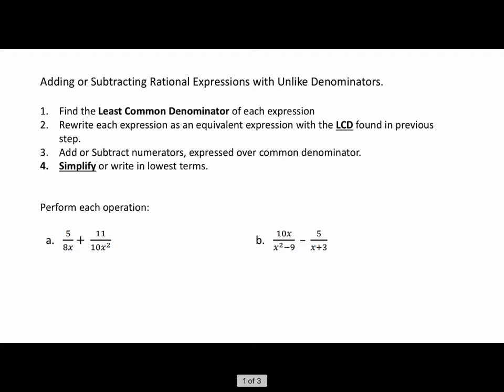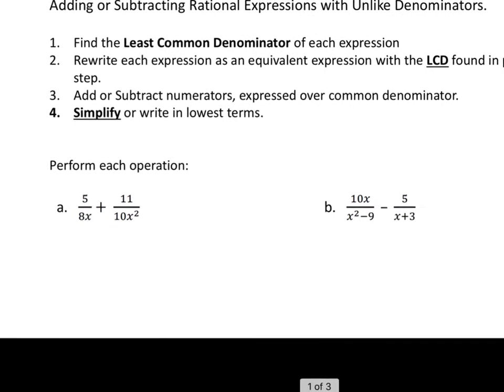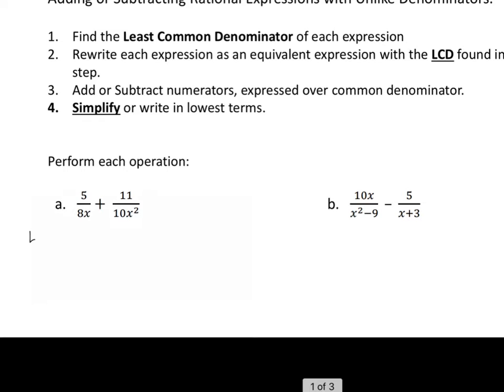So our first example here, A, looks like addition. There's a plus sign between these, and the denominators are not the same. So first, we're going to find a least common denominator. So 8 is 2 times 2 times 2, and 10 is 2 times 5. So we need 3 2's at most, and 1 5 for the number factors, and we need x with the highest exponent. So our least common denominator is going to be 40x squared.